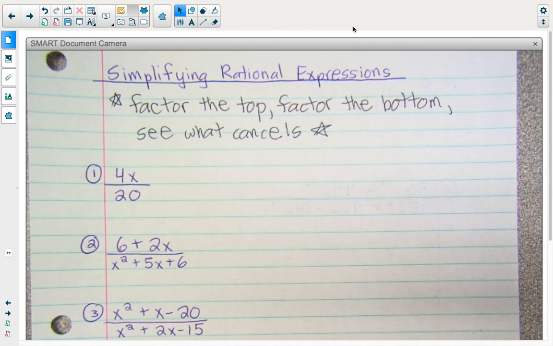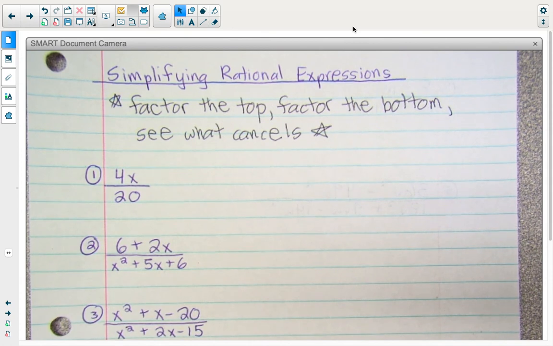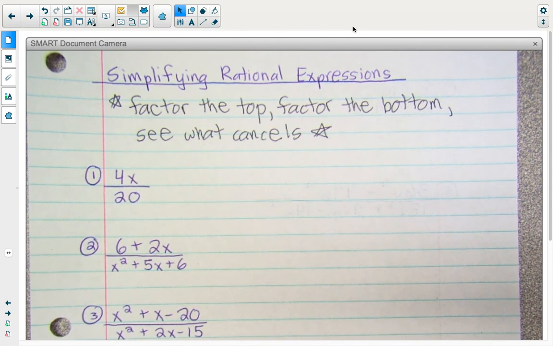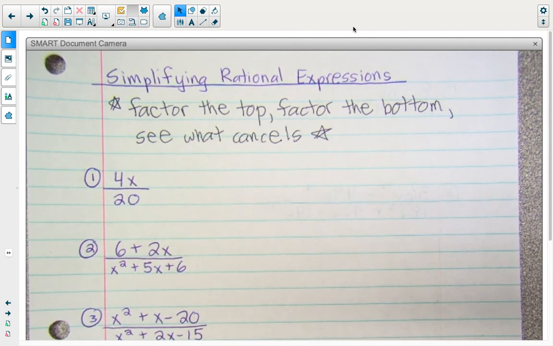So that foldable that we made a long time ago that has the different factoring things and the four-step method and the factor tree and all that good stuff, you may want to pull that back out to help you refresh your memory with factoring. So we're going to factor the numerator, factor the denominator, and then see what cancels. So let's start with the first one.